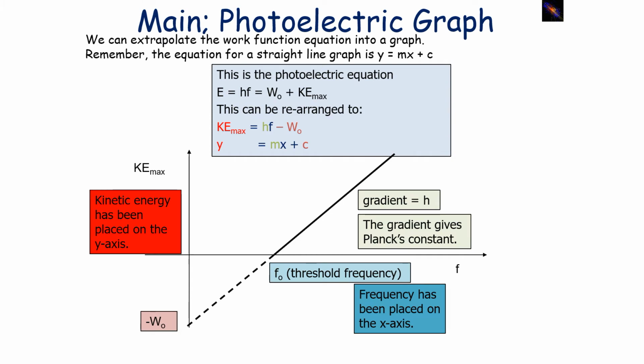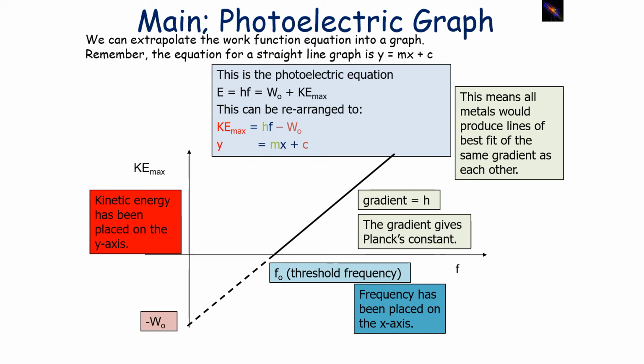So if we have kinetic energy as our y-axis, we have frequency on our x-axis. This tells us that the negative of the y-intercept is the work function. It tells us that the x-intercept is the threshold frequency, and it tells us that the gradient of our line produced is Planck's constant. Now this means all metals will produce lines of best fit of the same gradient as each other.